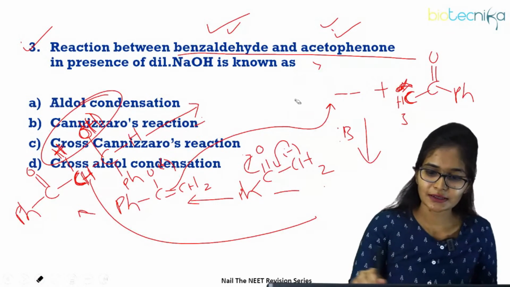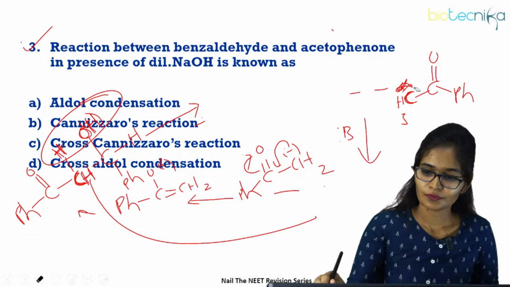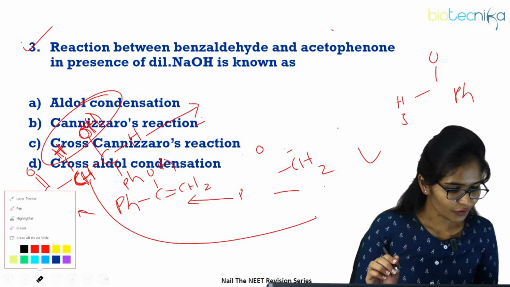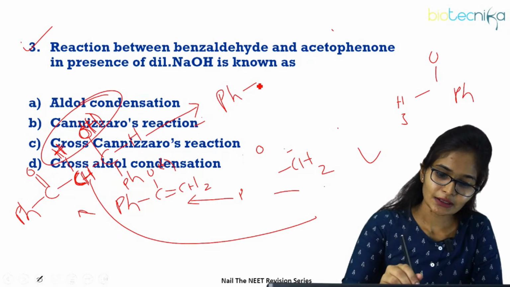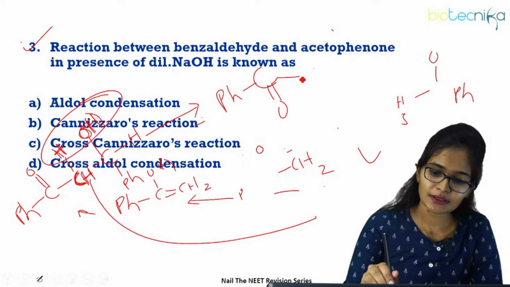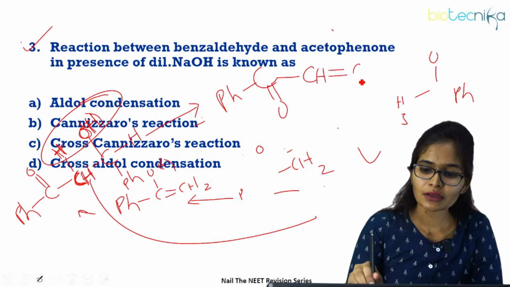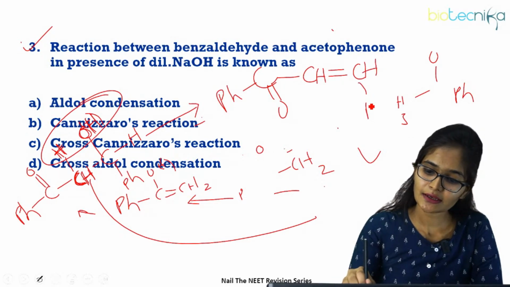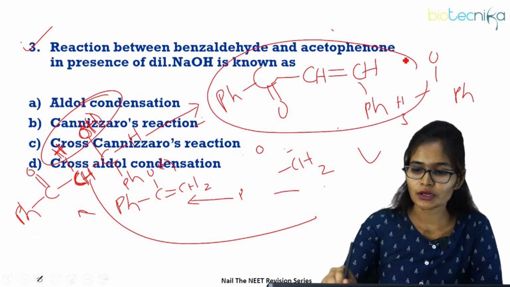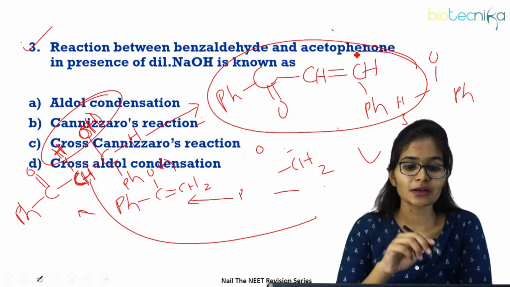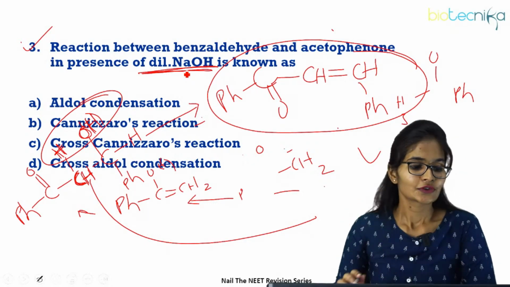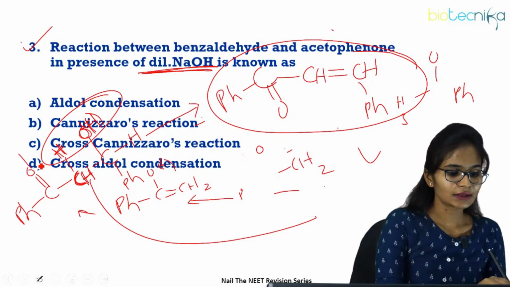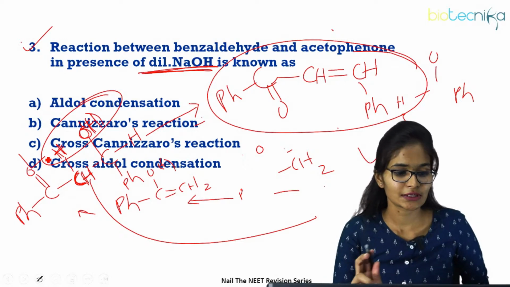So you can form the alpha beta unsaturated product. You have your Ph part as it is. Adjacent to that, the carbon which is the carbonyl group. Now this carbon is carrying CH, then a double bond, then again CH, which is carrying Ph. So this is the product you will get upon treatment of benzaldehyde and acetophenone in the presence of dilute NaOH. So option D is correct here. That is a cross aldol condensation reaction.